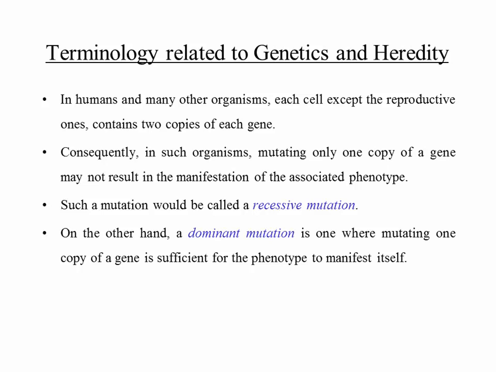A mutation where you need both copies of the gene to be mutated to see the change manifested in the phenotype is called a recessive mutation, right? On the other hand, a dominant mutation is one where mutating only 1 copy of a gene is sufficient for the phenotype to manifest itself. That's a dominant mutation. And you can think of it like a car, okay? You have 2 brakes, the hand brake and the foot brake. So if both the brakes are messed up, then you're in trouble, okay?